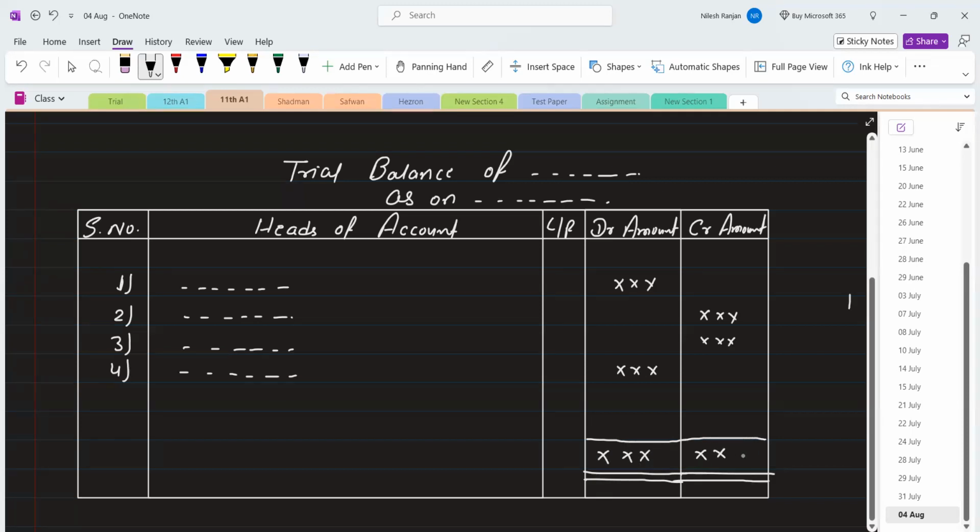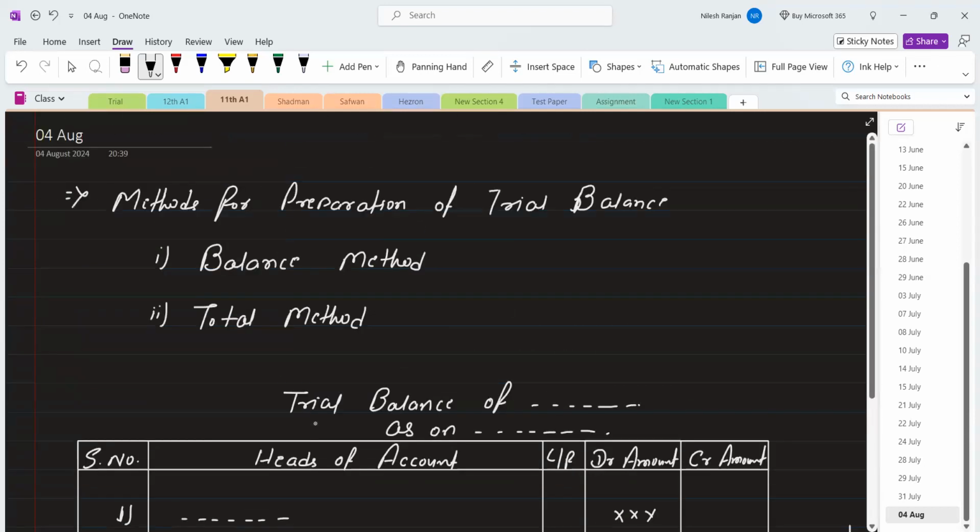Okay, sir. And now I remember this. Actually, you taught us, but we didn't try this in our notebook. So this is the format. Now write this. Okay.